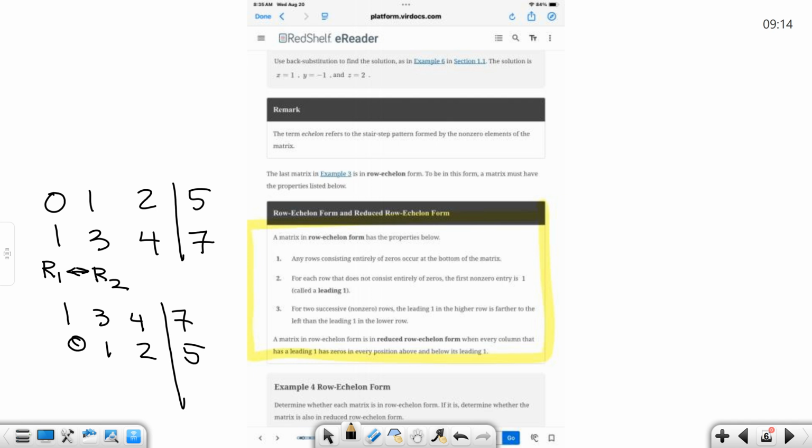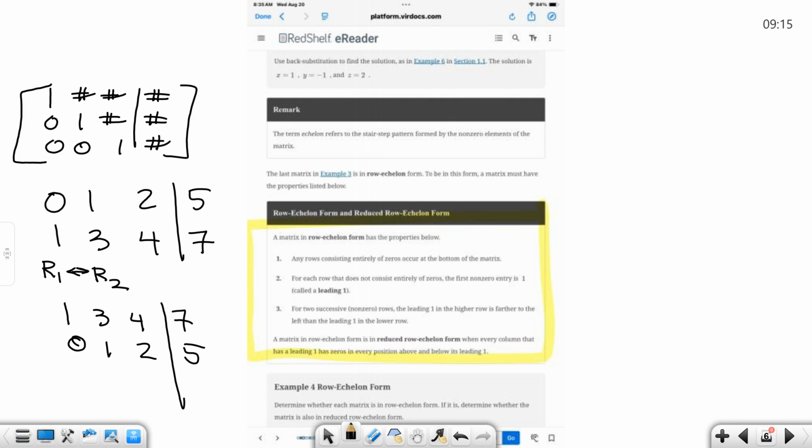Now, that one is in row echelon form. And so that's how that part would look. If it has successive 1s, the top one has to be to the left. It makes this stair-step pattern. So what you're looking for is a 1. If we just took a basic 3 by 3 augmented matrix, this is what we're going for. That's going to be our goal.